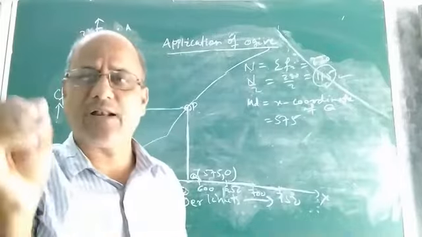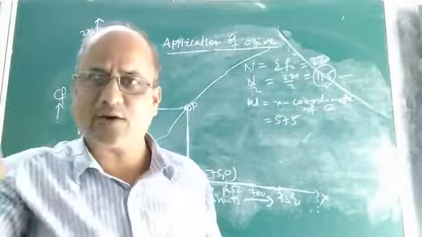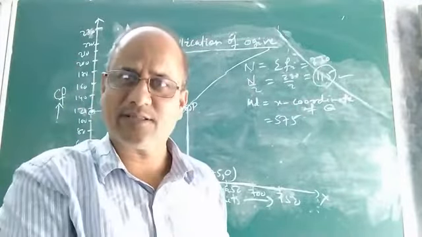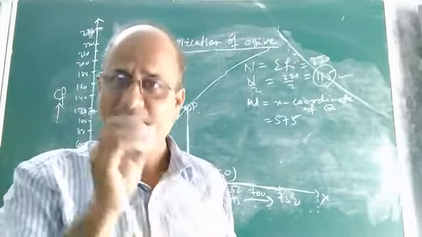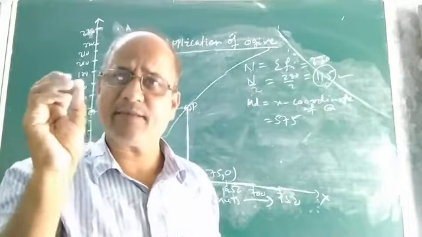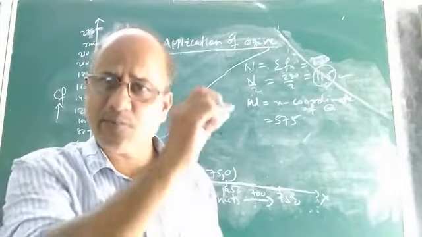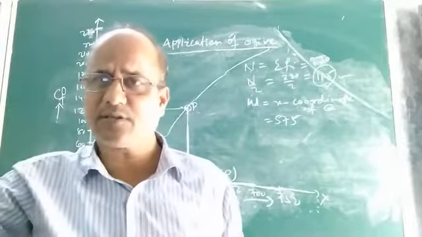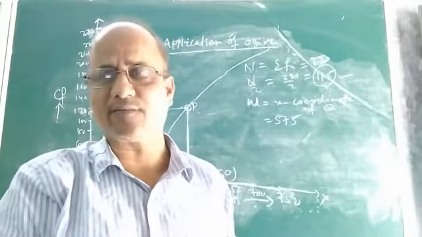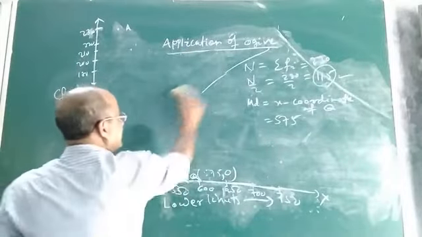But suppose you ask me, sir, if we draw both the ogives, the less than ogive and the more than ogive, will we be able to calculate the median from both the ogives? The answer is yes. If both the ogives of a given continuous frequency distribution are drawn at a time, then you can easily find the median from both. Now see, how to find? What is the step? It is very simple.